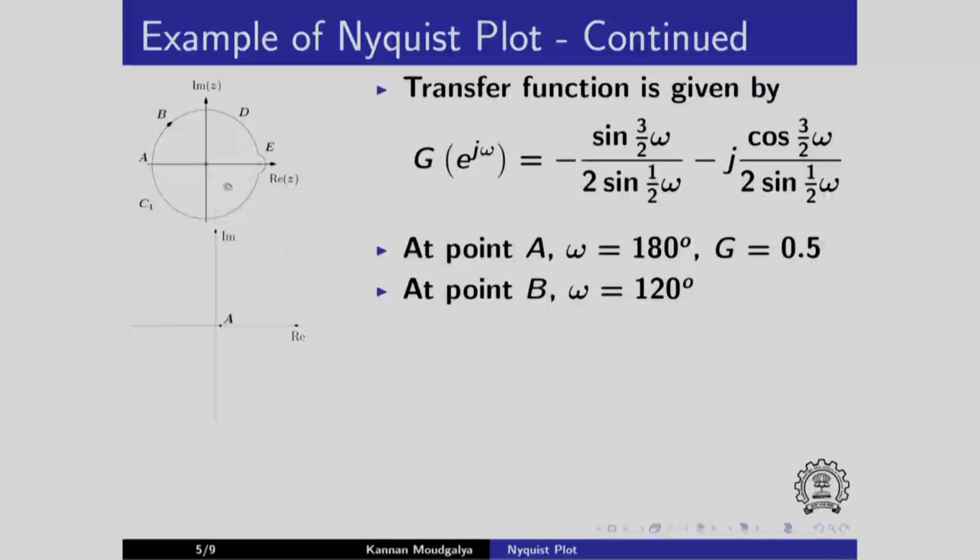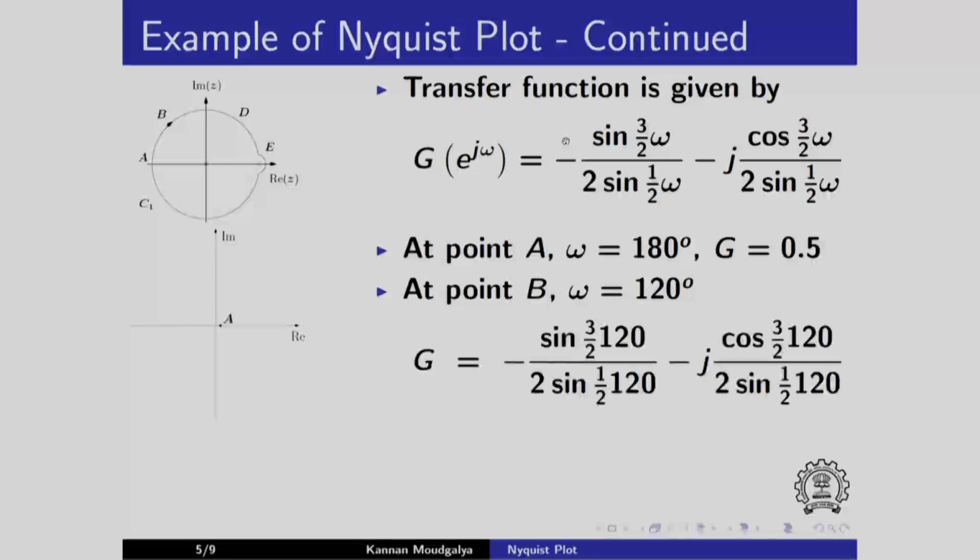Now let us do this for B. I have chosen B to be at omega equals 120. Let us substitute this 120 in this expression. I get this term. You can check that at every omega I have put 120. Let us simplify this. So this is 3 times 60, 180, this is 60.